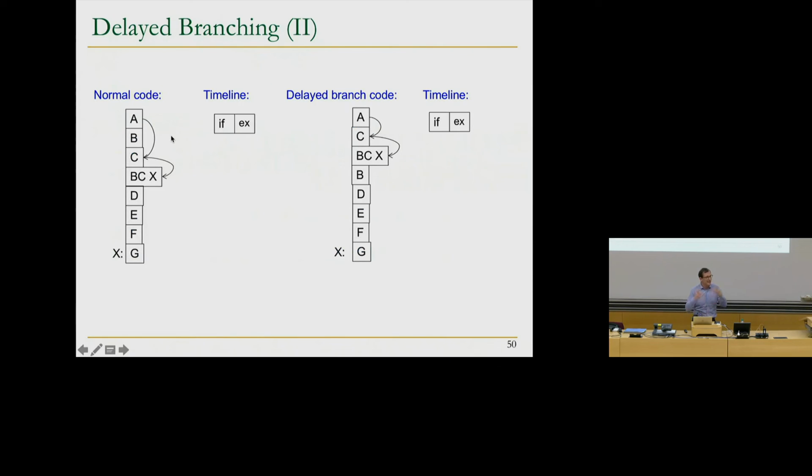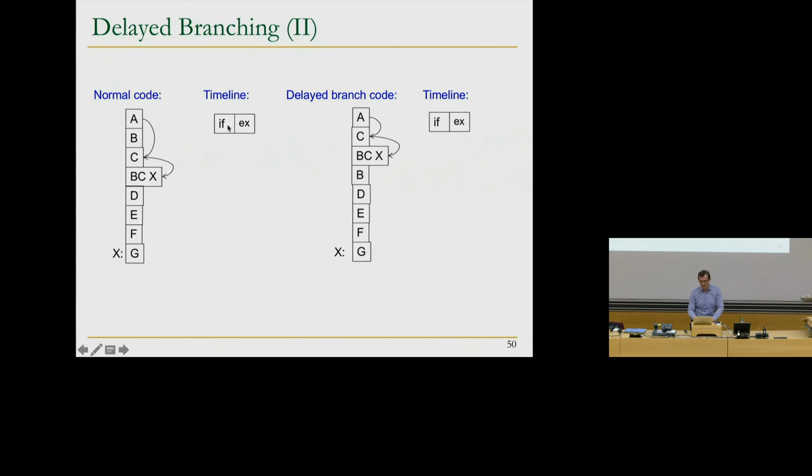Okay, so let's take a look at the idea again. This is called delayed branching. I'm going to give you a pipeline with two stages, instruction fetch and instruction execute. And I'm going to give you this code. These are instructions A, B, C, and you have a branch conditional. C is dependent on A, and the branch conditional is dependent on C, but B is not dependent on any of these, as you can see. And then for the branch conditional, the target in the normal code is X over here, and the fall-through, which is the next instruction, is D.